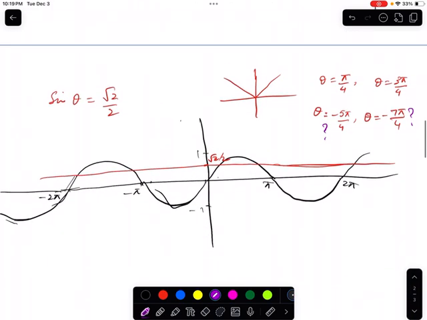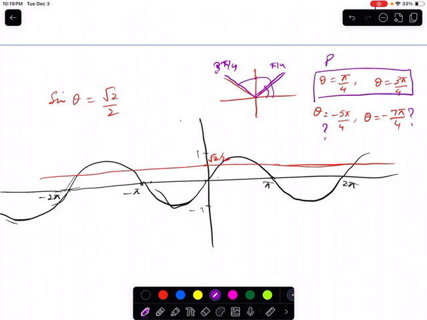Now remember, sine is positive in the first quadrant and in the second quadrant. So if I have sine of theta equal to square root of 2 over 2, then one terminal ray is over here and the other is over here. This one is pi over 4, and the other one is 3 pi over 4. So theta is equal to pi over 4 and theta is equal to 3 pi over 4. These we call primary solutions.